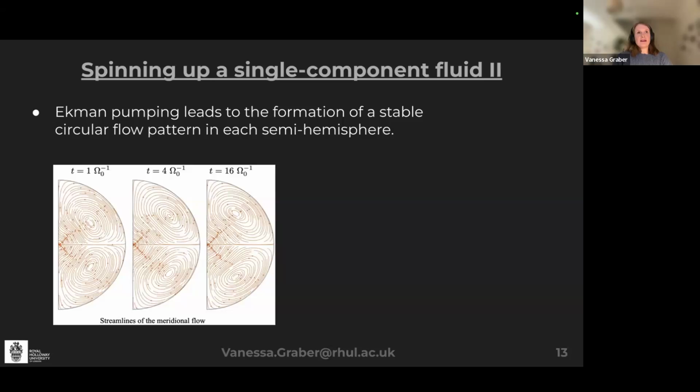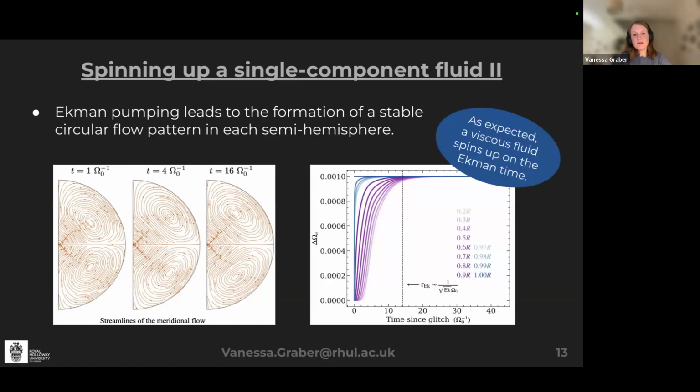The advantage of having a numerical solver is that we can look in the interior and actually figure out what the flow patterns look like. And in the case of a single fluid, this Ekman pumping leads to the formation of a stable circular flow pattern in the northern and the southern hemisphere. So this is what we would expect from the cylindrical problem, where we basically have one across one side of the rotation axis. And the Coriolis force essentially splits this up into two. And that's what we see in this case as well.